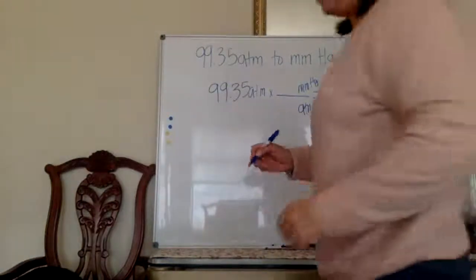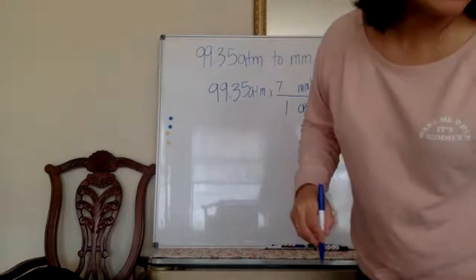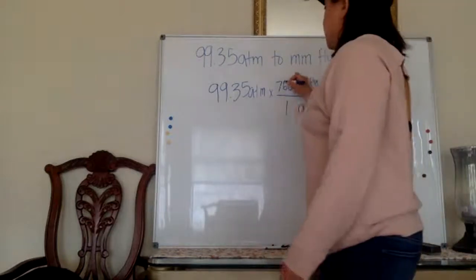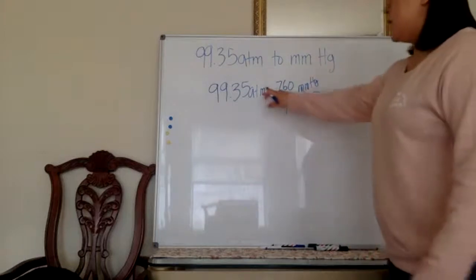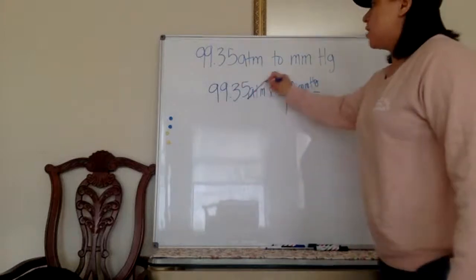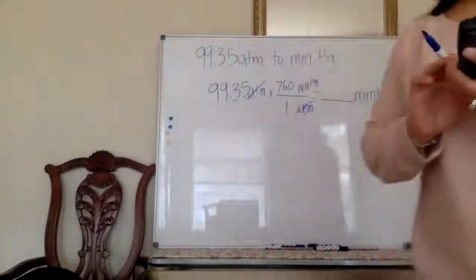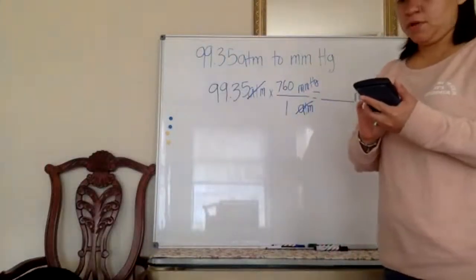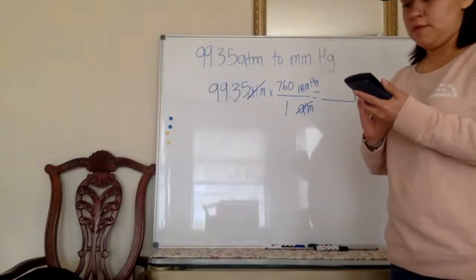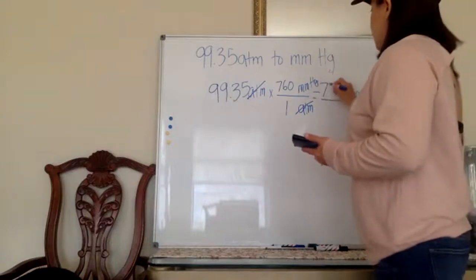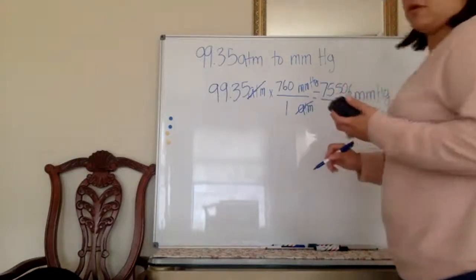So it would be 1 ATM at the bottom, 760 millimeters of mercury at the top. Okay? So you're converting the ATM to millimeters of mercury. So you get rid of ATM. You're going to multiply 99.35 times 760, and then you're going to divide it by 1. So you're going to get 75,506 millimeters of mercury.